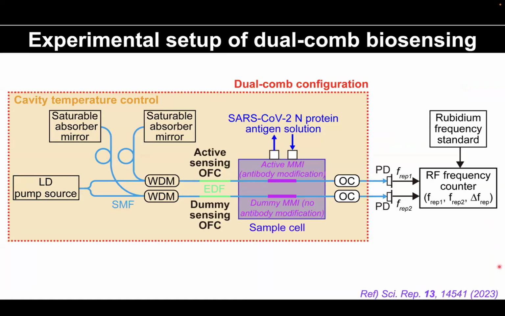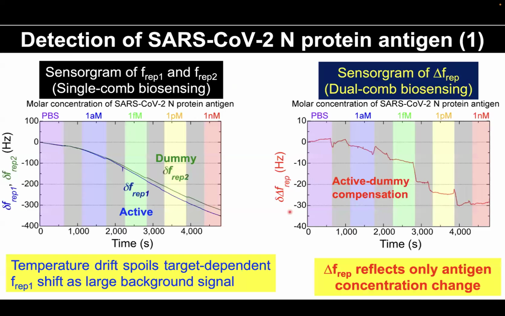Next, we modify the experimental setup for dual OFC biosensing. A modification part is here. A pair of MMI sensors with and without antibody modification is used for the active and dummy sensor, and then they were placed in the same cell filled by a SARS-CoV-2 N protein antigen solution. We perform the rapid detection of SARS-CoV-2 N protein antigen.